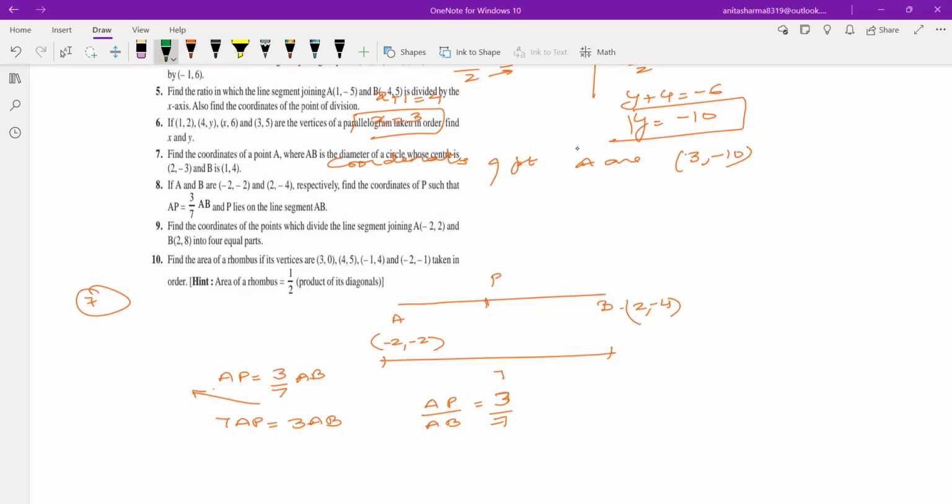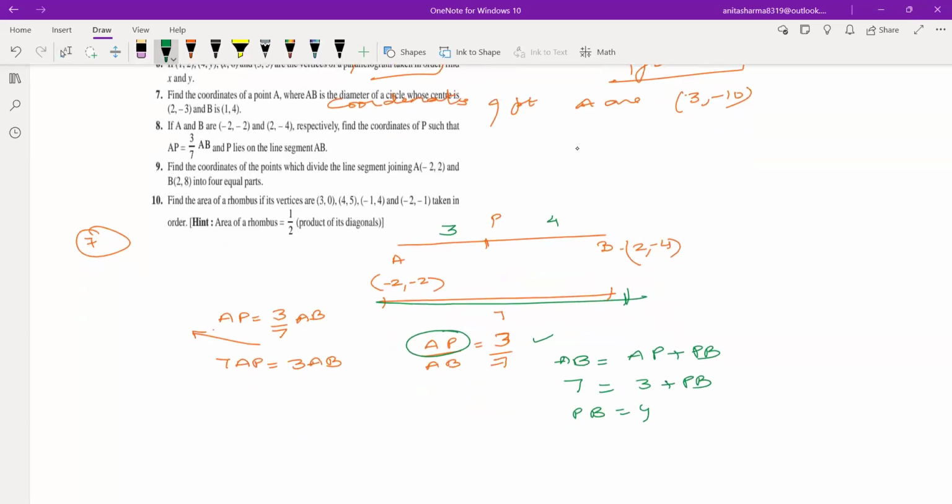So in this question, we will not apply the midpoint. See here, whole AB is given 7, right? And AP is given how much? 3. Then what about PB? It will be 4. Yes, AP plus PB equals AB. AB is 7, AP is 3, and PB will be 4. Correct? So value of m will be 3, value of n will be 4.